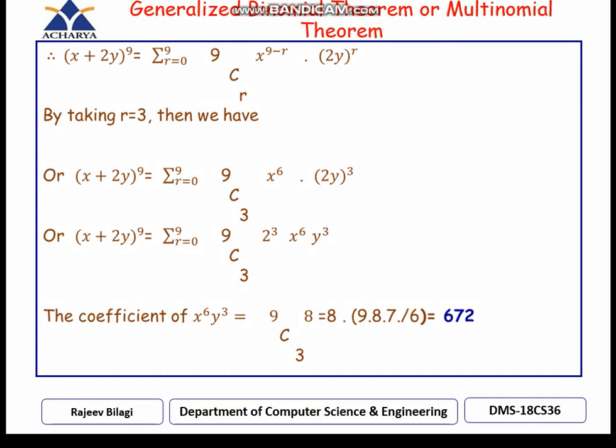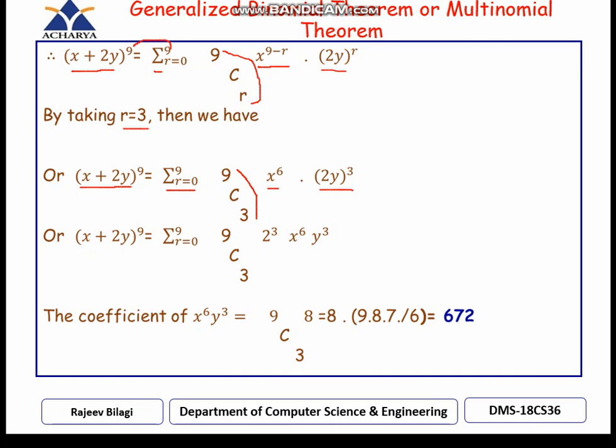Now like we did in the previous problem, I will take n is equal to 9, r is equal to 0, then 9Cr, then x to the power of n minus r, that is why x to the power of 9 minus r into y to the power of r, where y is equal to 2y, so that is why I have written 2y to the power of r. So in order to get x to the power of 6 and y to the power of 3 on the right hand side, I need to select r is equal to 3.